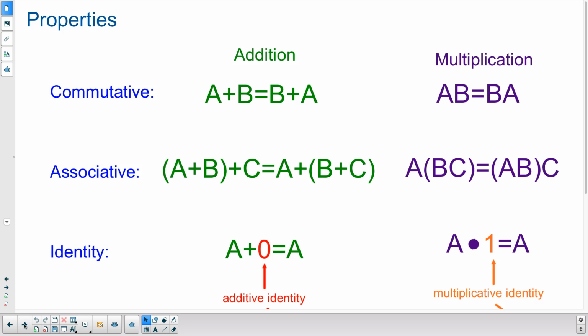All right, so the 5 properties that you should have written down at station number 1 are the commutative property, which has 2 forms, an addition form and a multiplication form. Okay? What does the commutative property basically tell you? What does that tell you in mathematics?